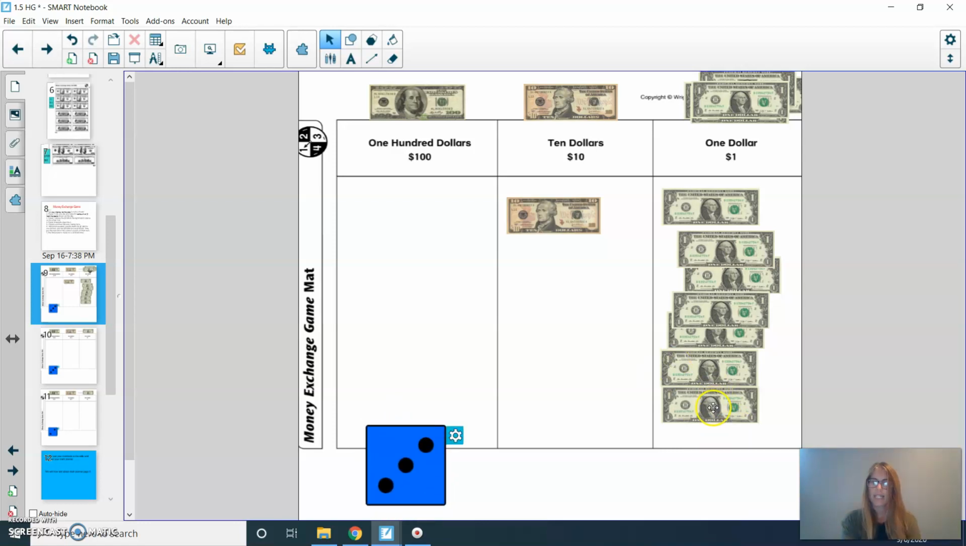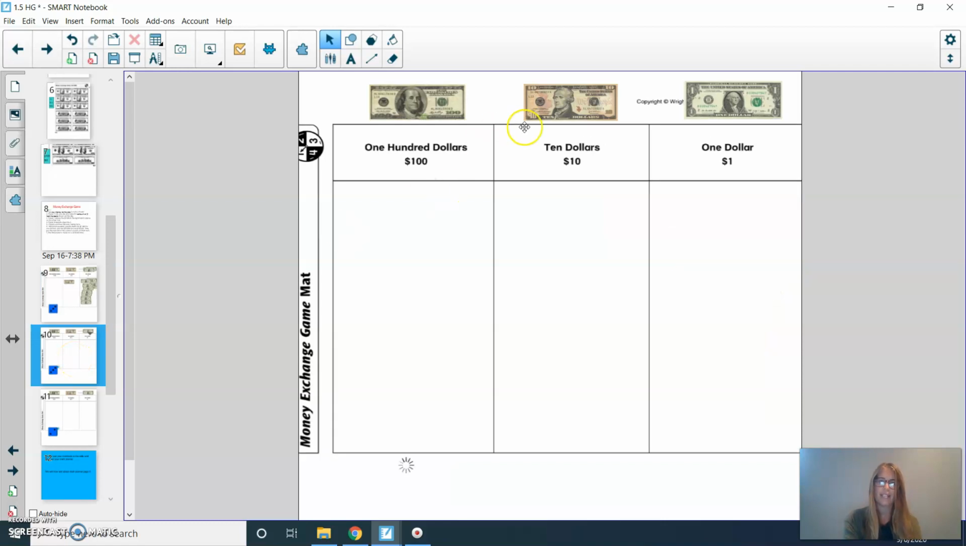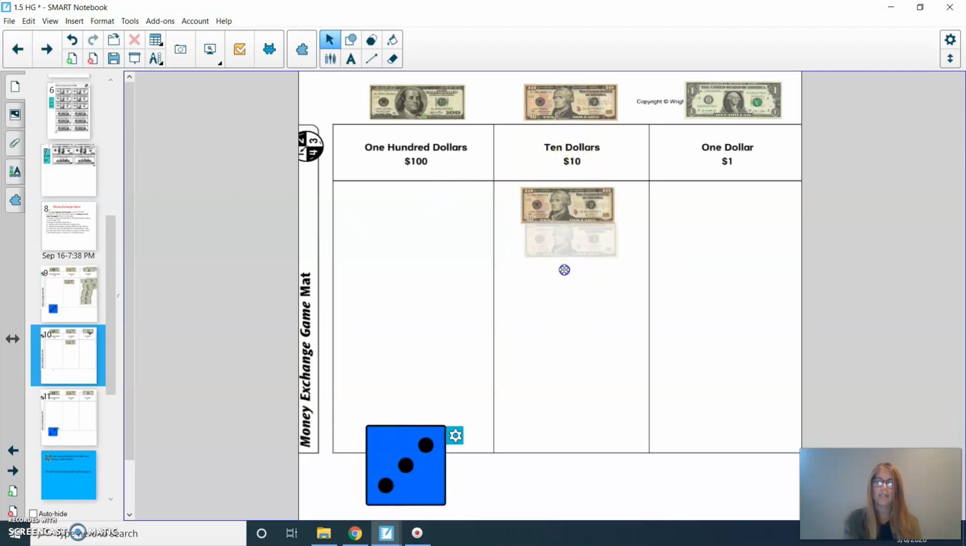All right, so I was at 1, 2, 3, 4, 5, 6, 7. And if I add 3 more, so 7, I would have 8, 9, 10. Well, guess what? I can switch that over to a $10 bill. To save a little bit of time, I'm just going to grab a new mat. So now I would have two $10 bills. I would have $20 and I wouldn't have any $1 bills.